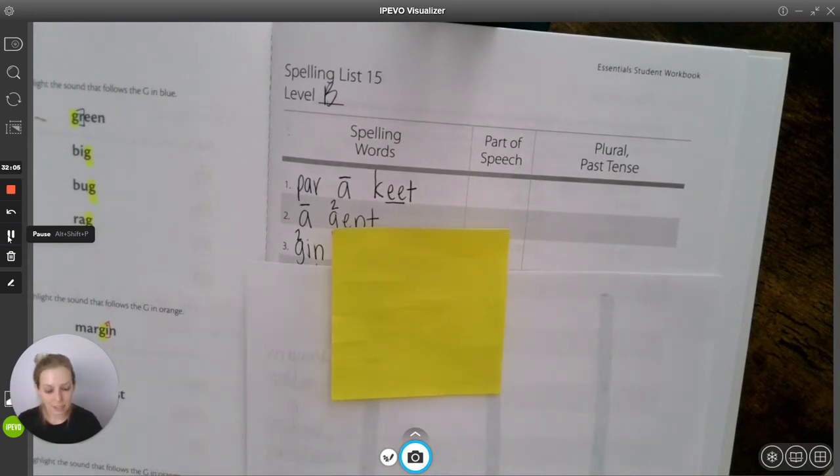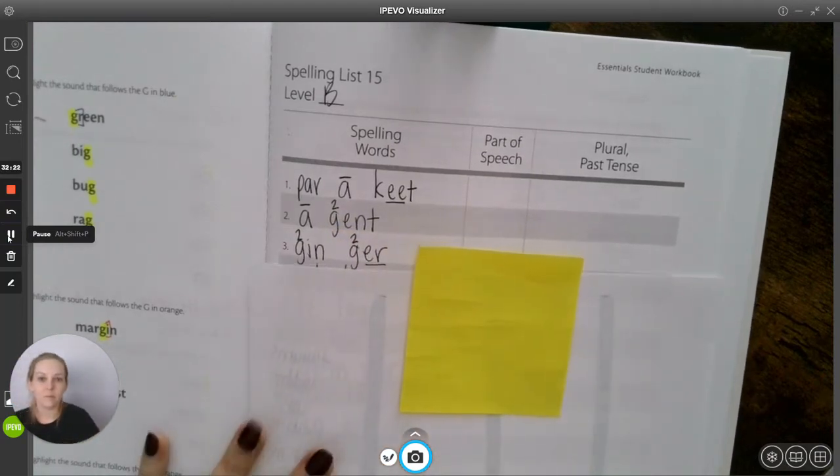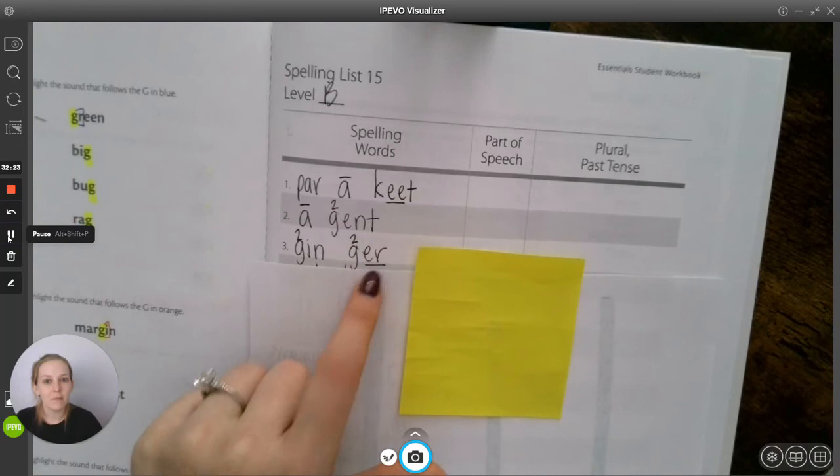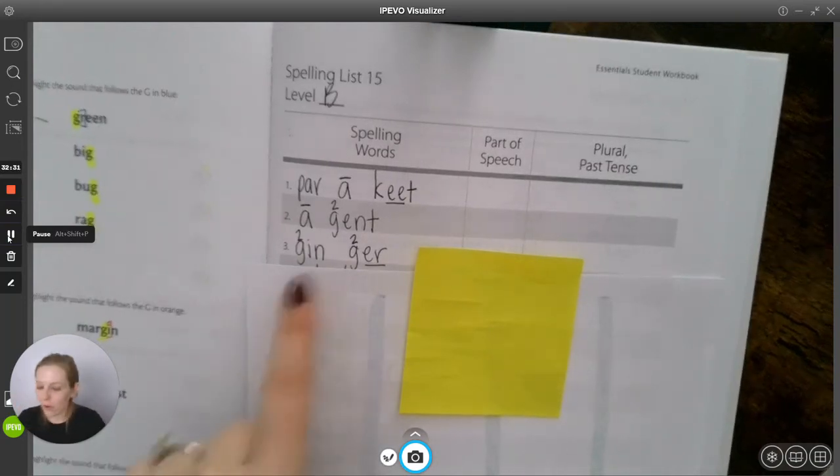Second syllable is ger. Sound it out. J. Finger spell. G, J. Of her. Underline our phonogram, and G is saying its soft sound in both of these G's, so we put the 2 over both of them.